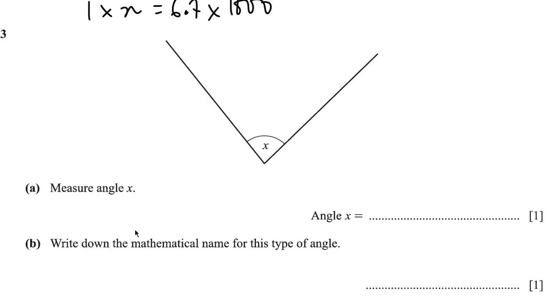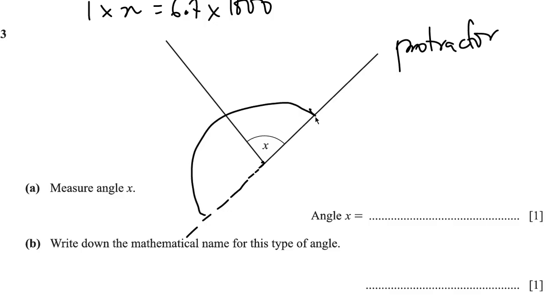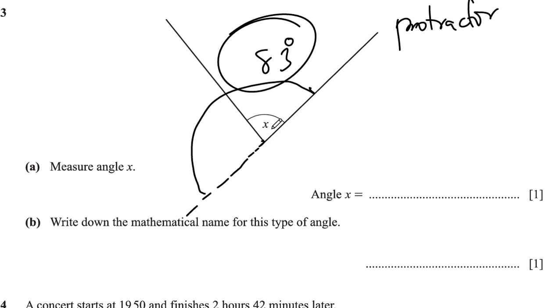Okay, third question says measure angle x. Angle x is what? Then B says write down the mathematical name for this type of angle, right? So all you simply need to do here is to get your protractor, right? Protractor, and then place it on this straight line, right? You can see the line here, and then place the protractor over this line, and then measure. And then when that's measured, you're expected to get about 83 degrees. So angle x is 83 degrees.